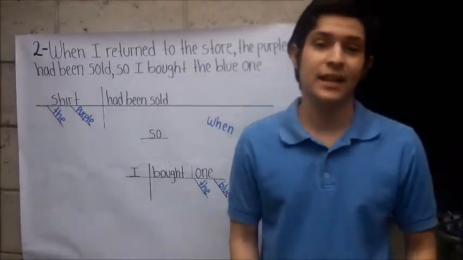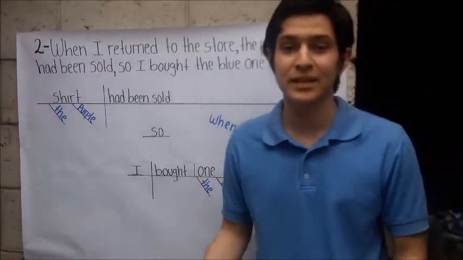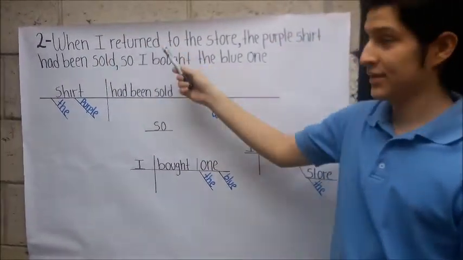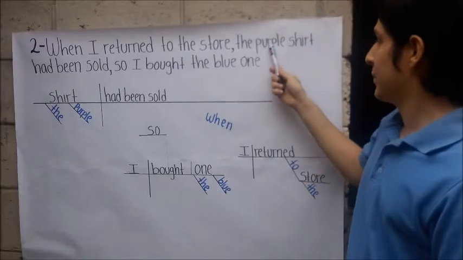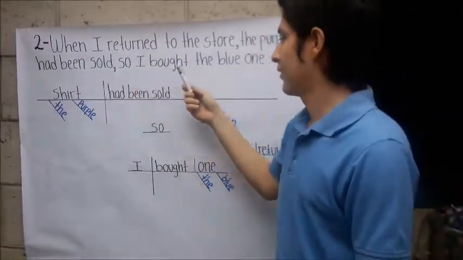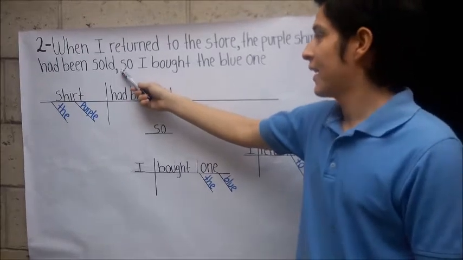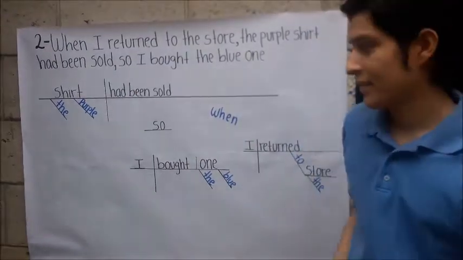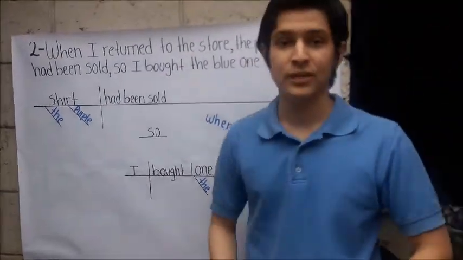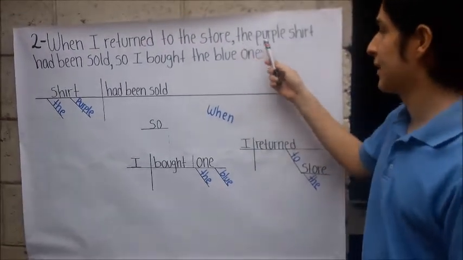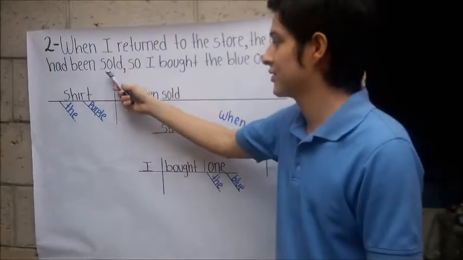In this case it is a compound-complex sentence. Why? Because we have a dependent clause, an independent clause, and another independent clause, but divided by a coordinate conjunction. In this case, we are going to start with the first independent clause. In this case it is the purple shirt had been sold.